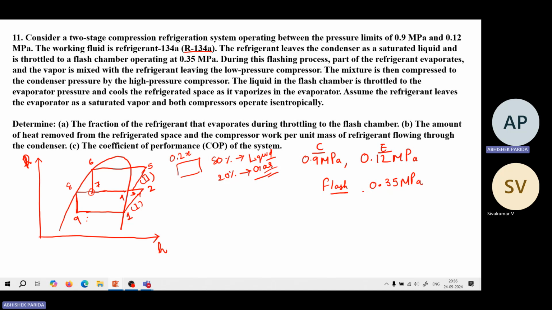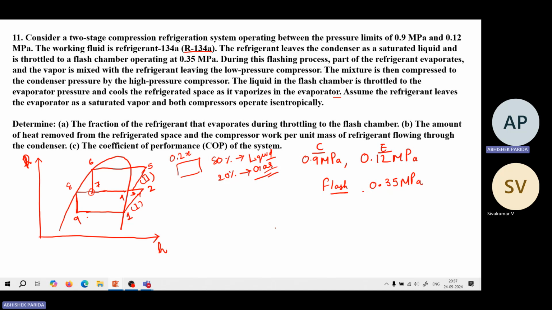Then the mixture is compressed to the condenser pressure by a high pressure compressor. So that is compressor 2. The liquid in the flash chamber is throttled to the evaporator pressure and cools the refrigerated space as it vaporizes in the evaporator. Assume that the refrigerant leaves the evaporator as a saturated vapor, and both compressors operate isentropically.